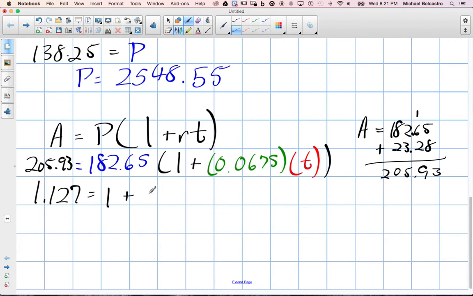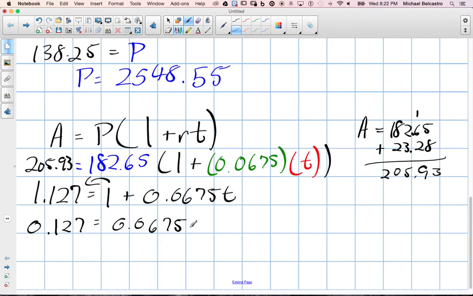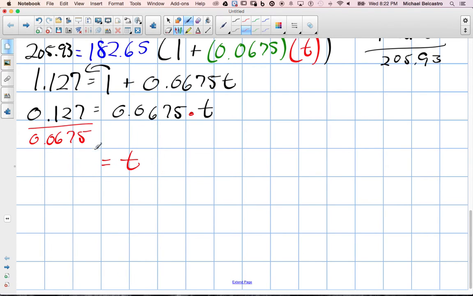Okay, so we brought that over, is equal to, and now we're left with 1 plus, and I'm going to write this kind of like a coefficient, 0.0675 t, right? You know how we'd write it with like an x. We got to bring the 1 over and subtract by 1, so that's going to leave us with 0.127. Does that make sense? Okay. Is equal to 0.0675 times time, and then we're going to have to bring over, because this is multiplied, the 0.0675 as a division question. So time will be equal to that divided by that.